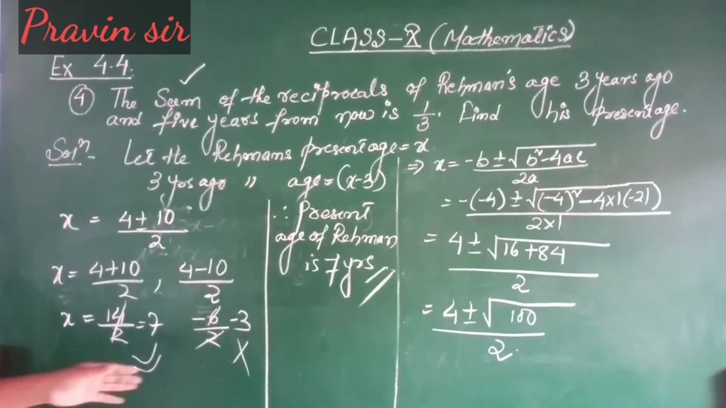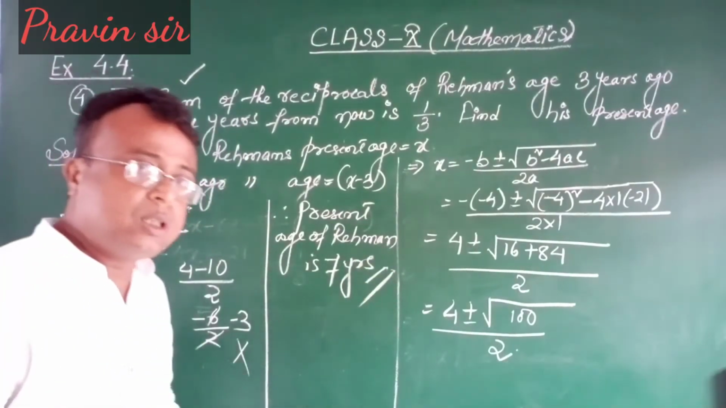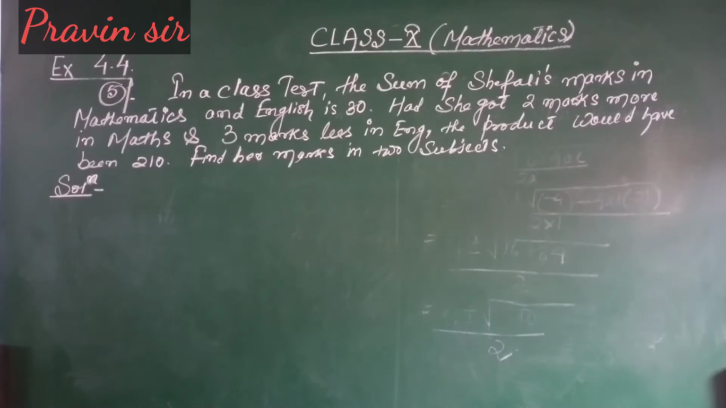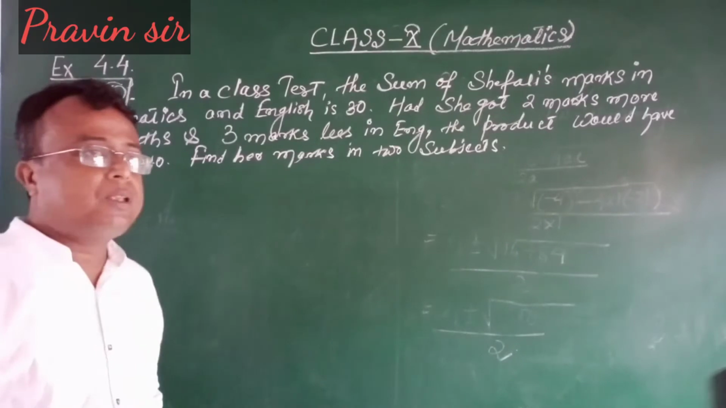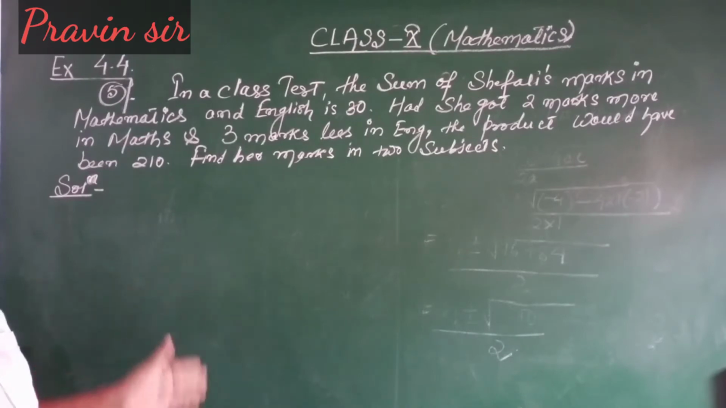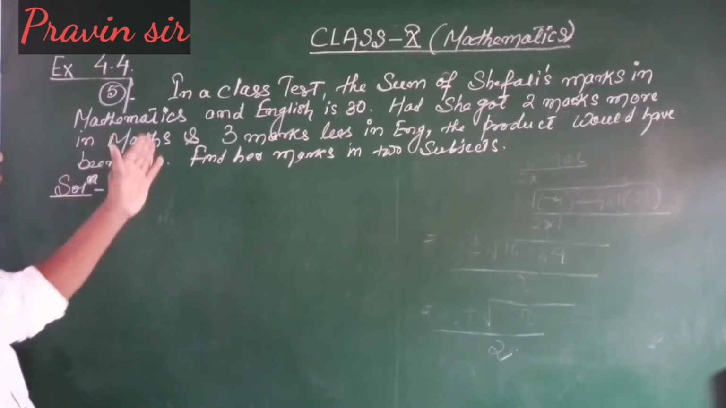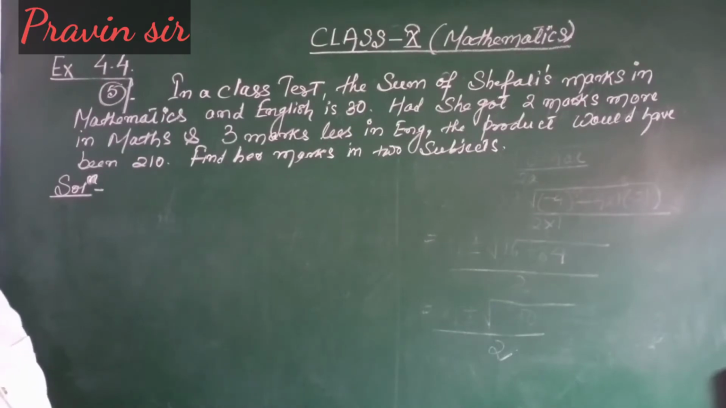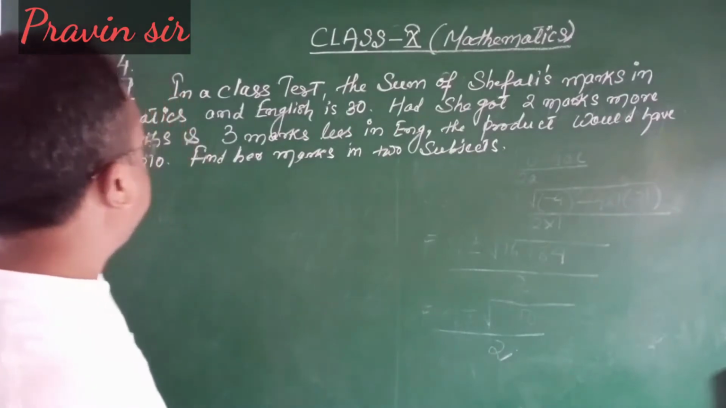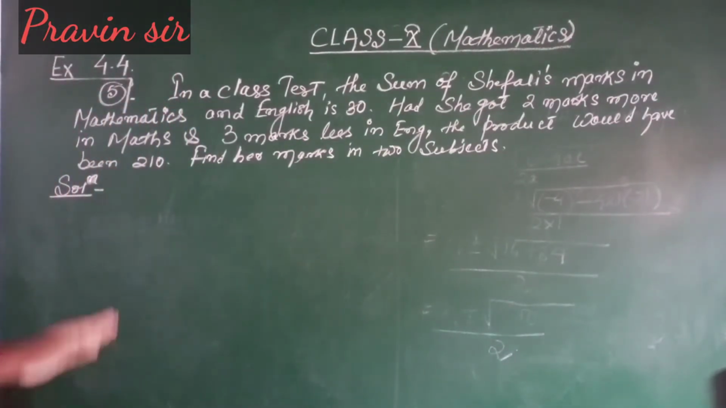Okay, I hope you understood this question. Now we will go to the next question, that is question number 5. So let us try to solve this question. The question is, in a class test, the sum of Cephali's marks in mathematics and English is 30. Had she got 2 marks more in maths and 3 marks less in English, the product would have been 210. Find her marks in the 2 subjects.